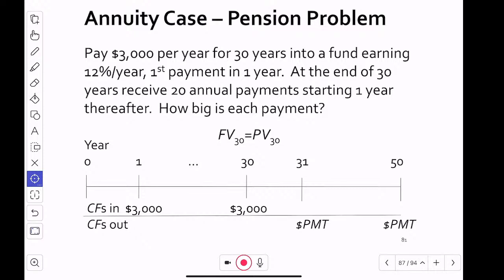So here's the story. We're going to pay $3,000 per year for 30 years into a fund that earns 12% per year. Now, this is a really high rate. But if you think about the stock market, and we'll talk about this when we get to talking about risk and return.